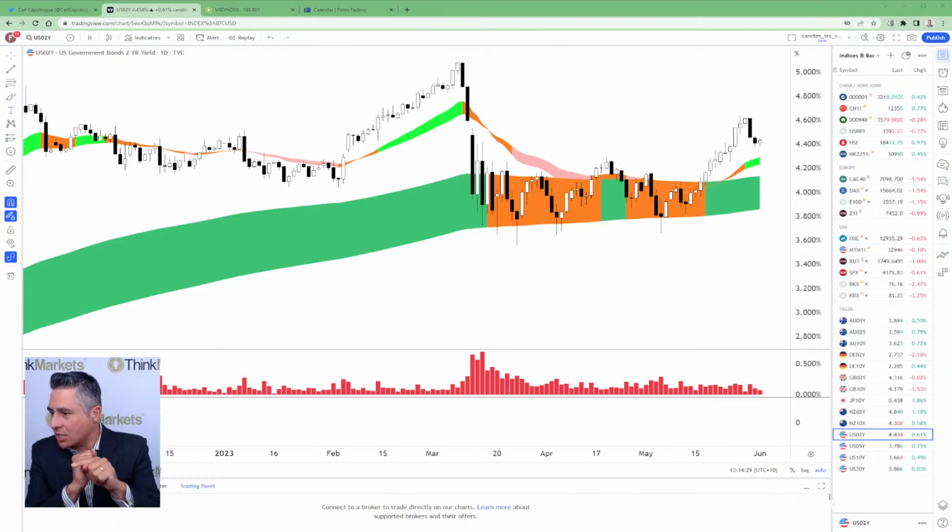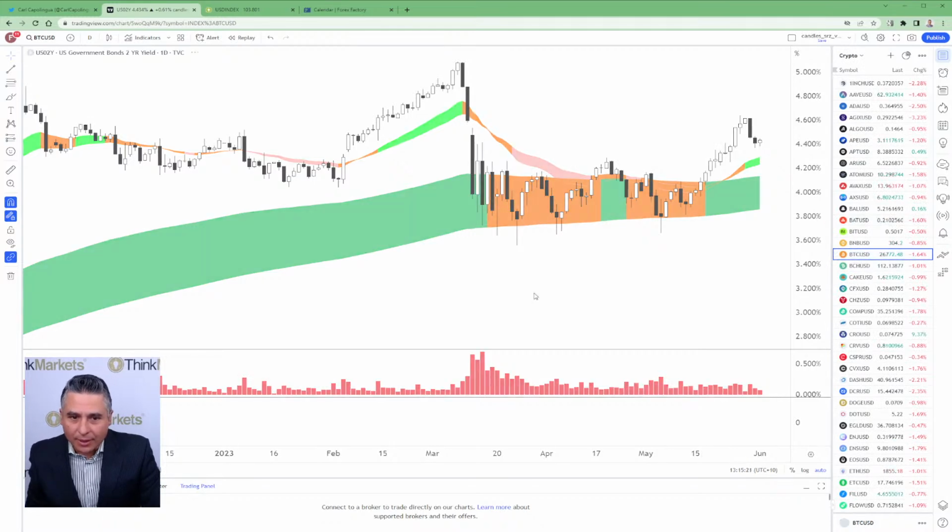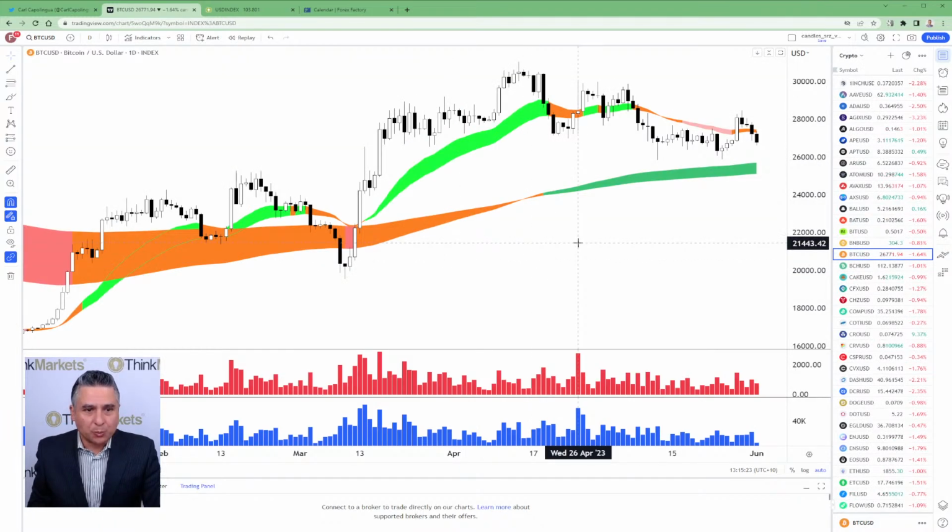We've seen the last couple of sessions, however, rates have pulled back. That's going to help gold. It doesn't have a yield. It's going to help Bitcoin as well. Okay, so let's head over to the Bitcoin chart. I may have to make a couple of adjustments here to find it, but there we go. It's actually annoying.